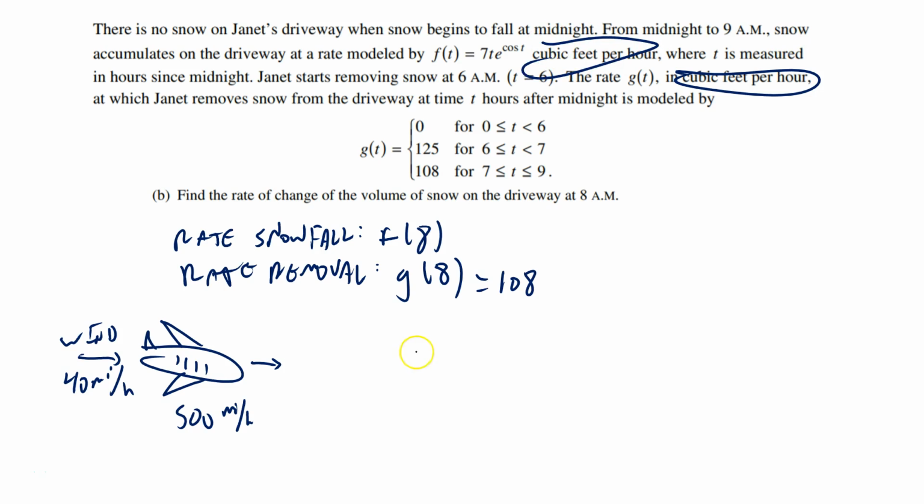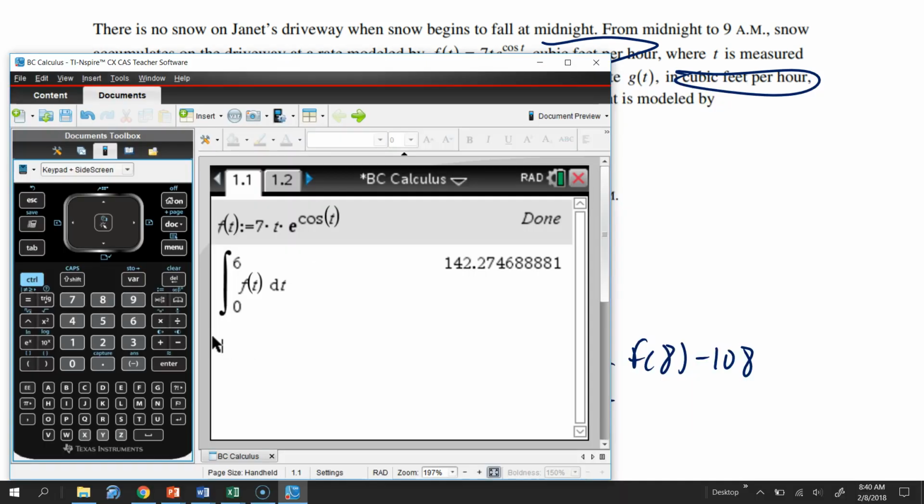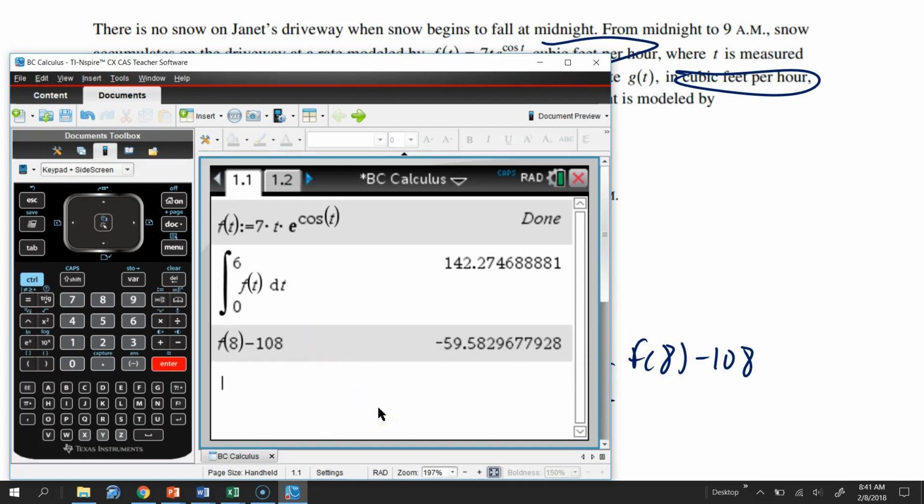So in this case, it's going to be the rate of snowfall, f of 8, minus the rate of removal, g of 8. Because the snow is falling, falling, falling. She is removing, removing, removing. And you just subtract them to find out the overall net change in the snow. So f of 8 minus g of 8. g of 8 is just 108. So it's going to be f of 8 minus 108. Let's go to our calculator. f of 8 minus 108. Control enter. Oh, come on. Negative 59.582.